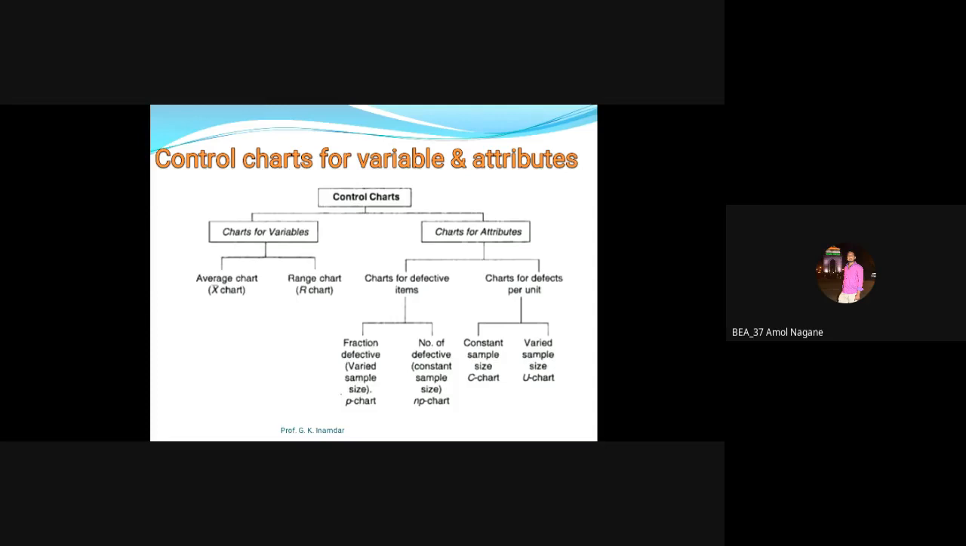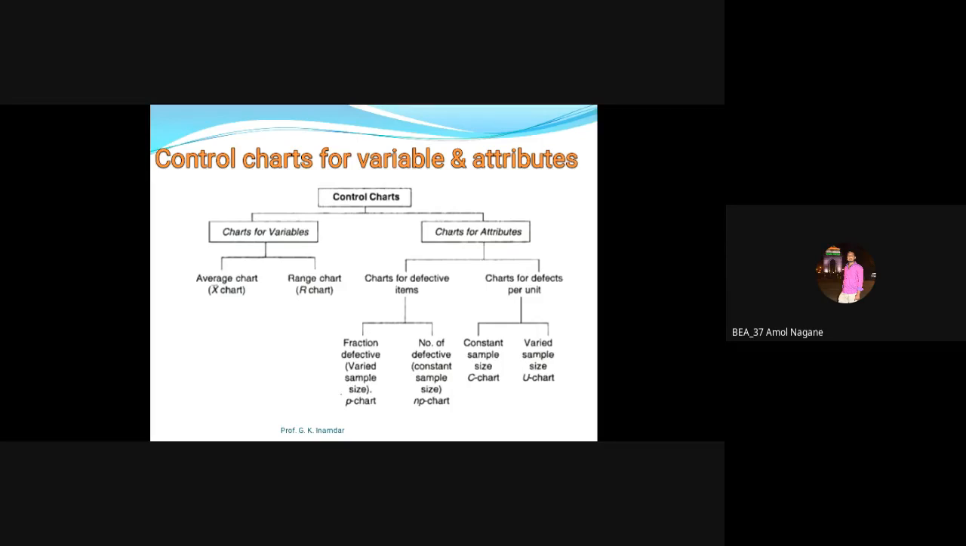Different types of variables are available. For example, suppose we want to purchase a COVID-19 vaccine. A number of options are available: Covishield, Covaxin, and from China also, and a number of nations have manufactured different vaccines. So different variables are there, and we have to choose according to the results. For that purpose, the average chart will be required, and the range chart, which is nothing but the R chart, as we generally know. We will discuss that also.